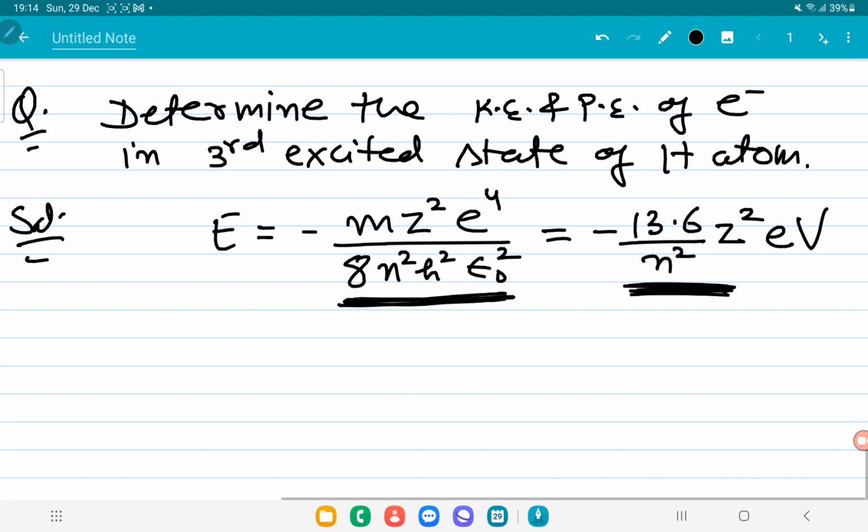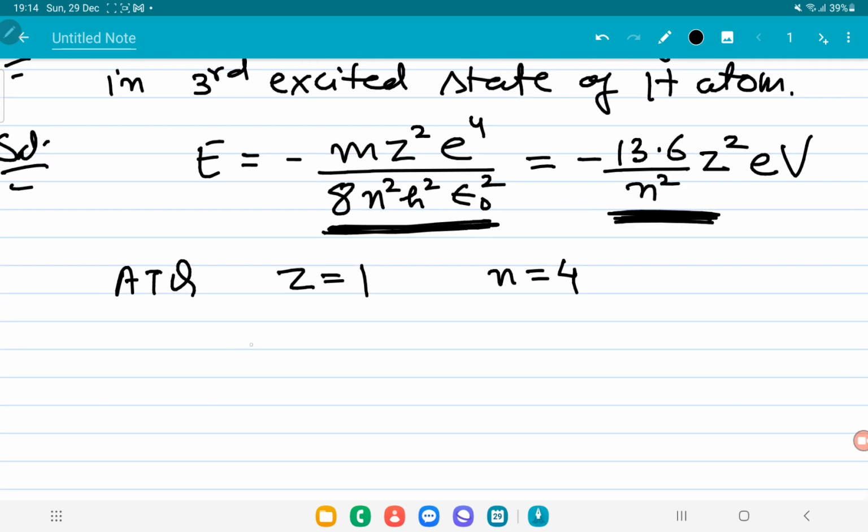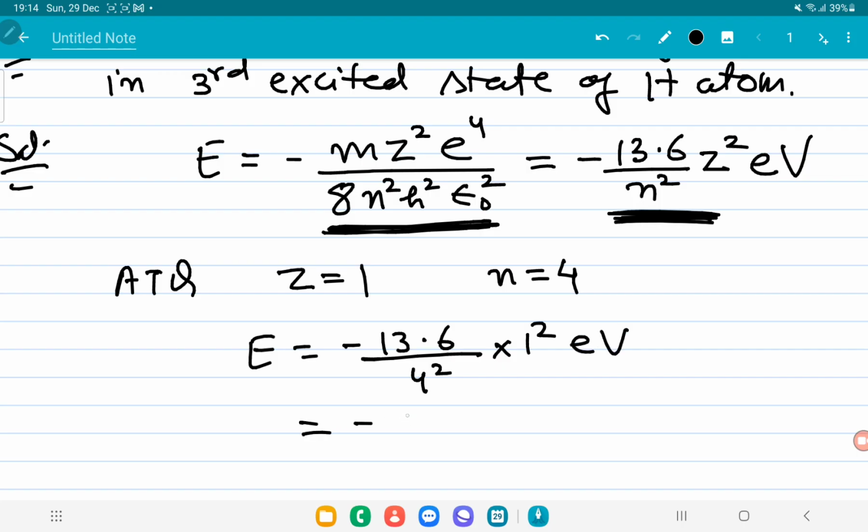Now, according to the question, we are talking about Z equal to 1 because we are taking hydrogen atom in consideration. Also, we are talking about third excited state. So third excited state means n equals 4. So if I substitute these two values, the total energy will be 13.6 upon 4 square into 1 square electron volt. That means 0.85 electron volt. That is the total energy.